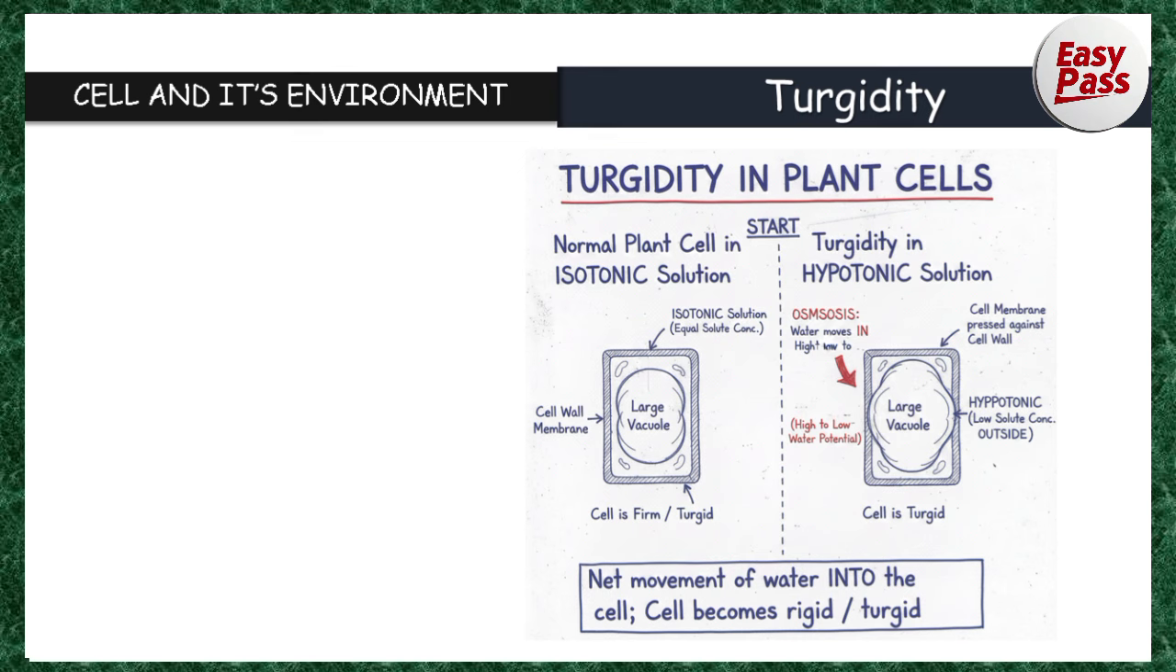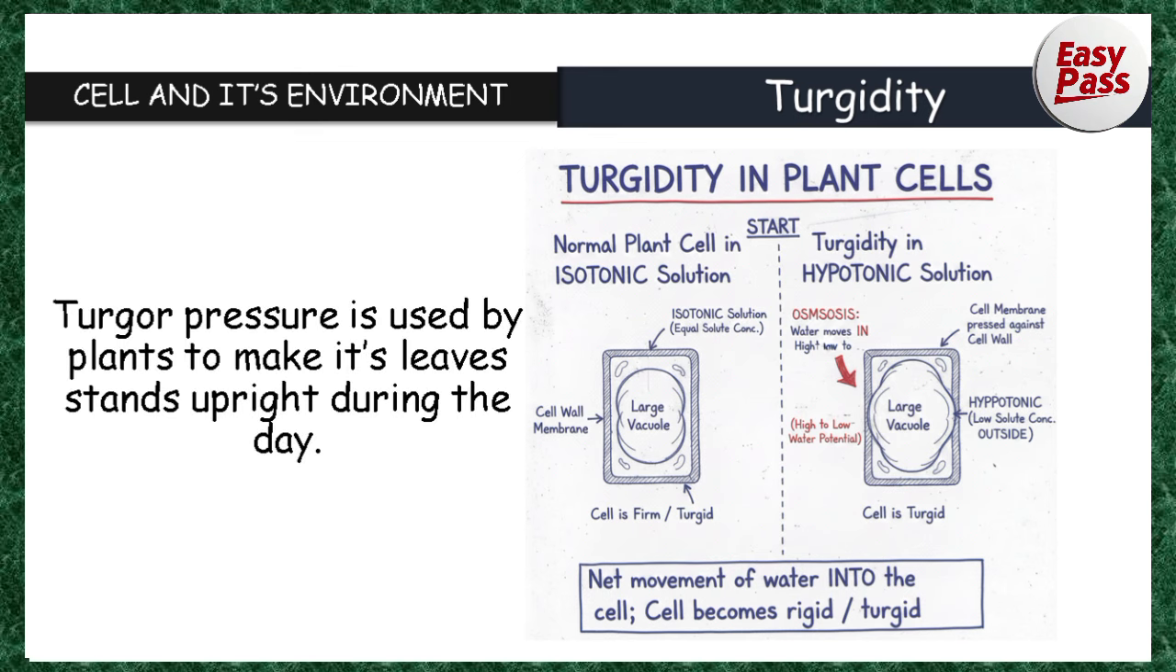This turgidity can actually bring about what's called turgor pressure. Turgor pressure is used by plants to make its leaf and flower stand upright, to stand well during the day. So turgor pressure is very, very important in plants. It allows plant parts like the leaf to stand upright during the day.